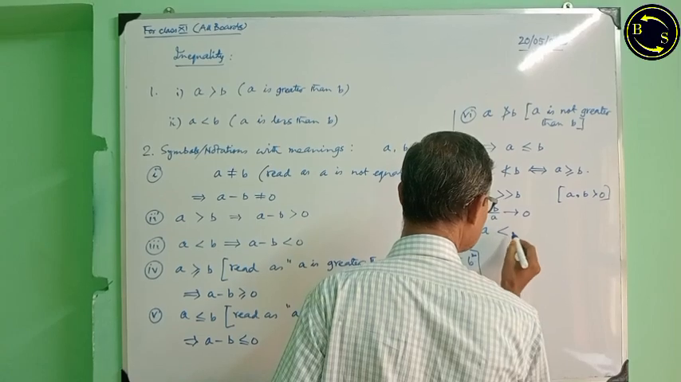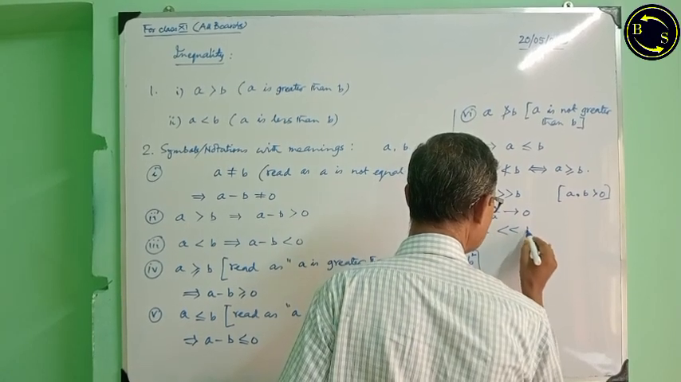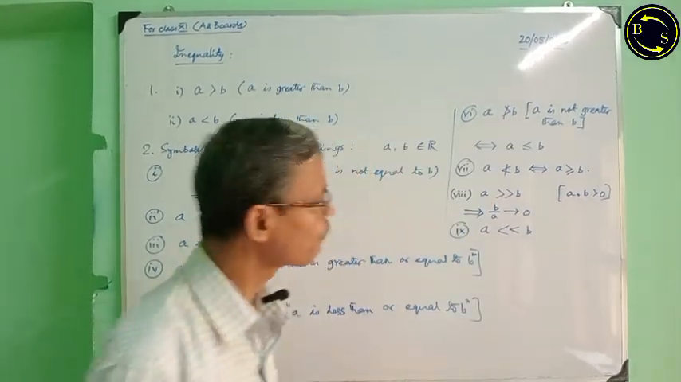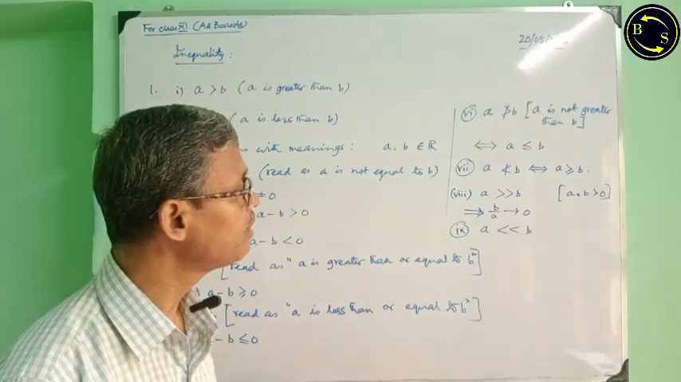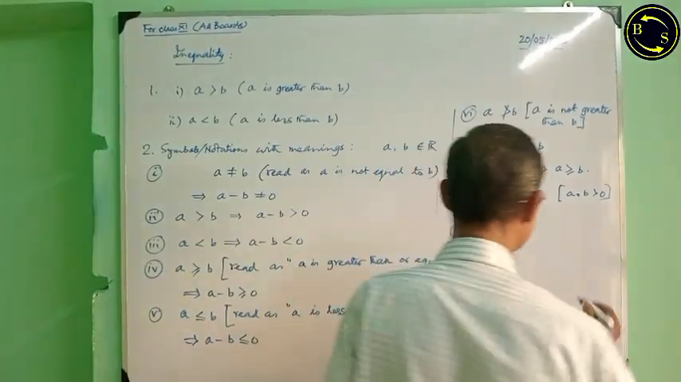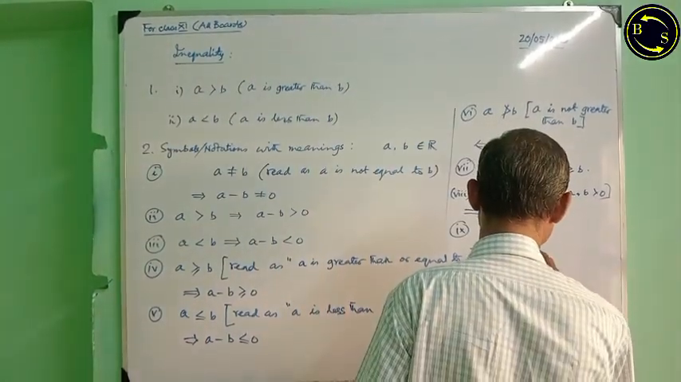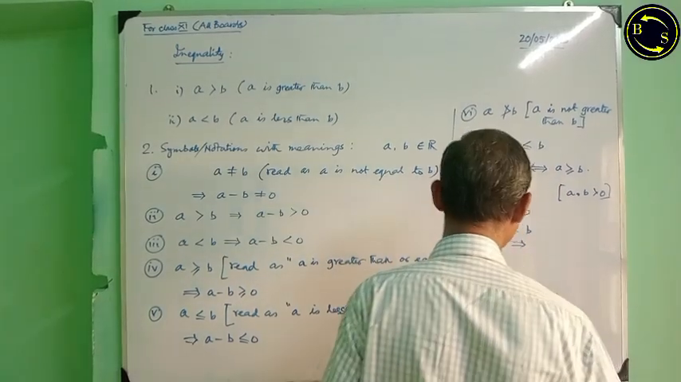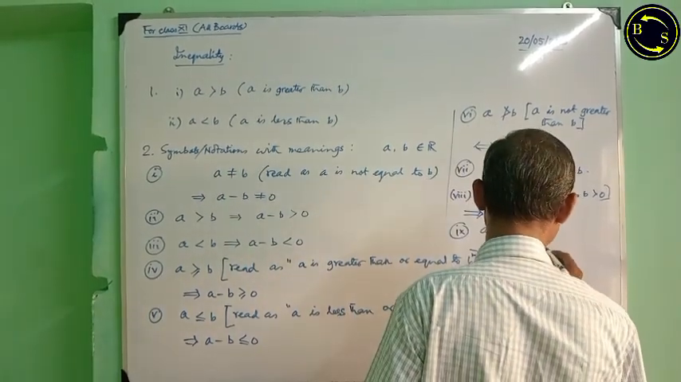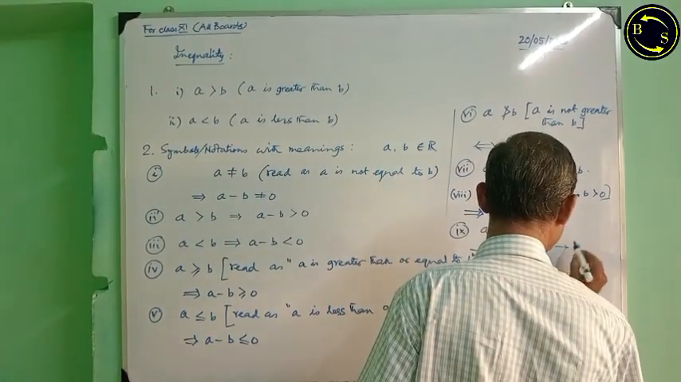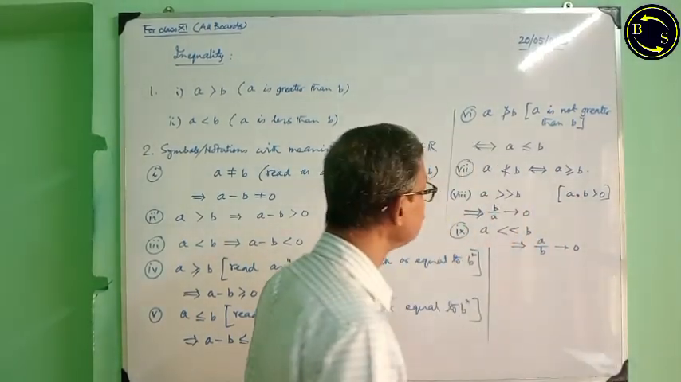A is very much less than B. In that case, A by B tends to 0.